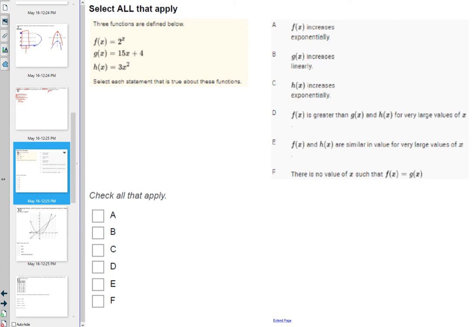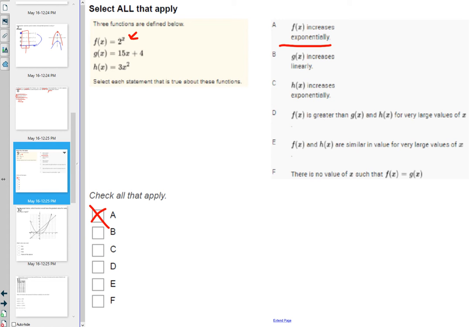Select all that apply. These functions are defined below. Which statement is true about these functions? Okay, f of x increases exponentially. Is f of x this first one? Is it an exponential function? Yes, bam, check.